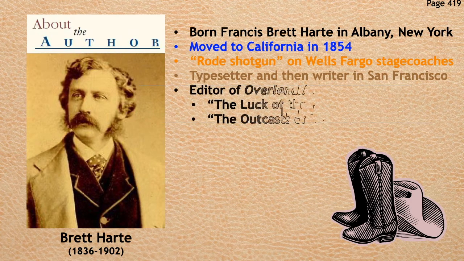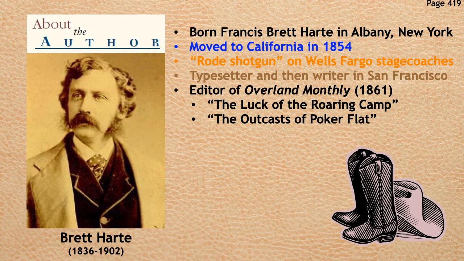He eventually became editor of a magazine called The Overland Monthly, and he published 2 stories that were really going to make him super famous on the East Coast. One of them is called The Luck of the Roaring Camp. And then we have the sequel, which we're going to be taking a look at today, called The Outcasts of Poker Flat. But it was because of these 2 stories that he attracted the friendships of other writers.